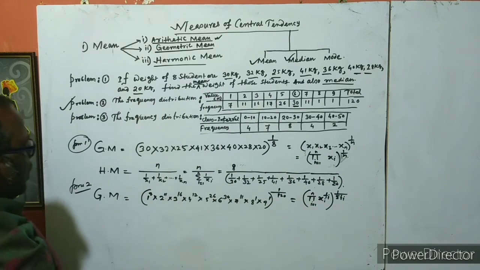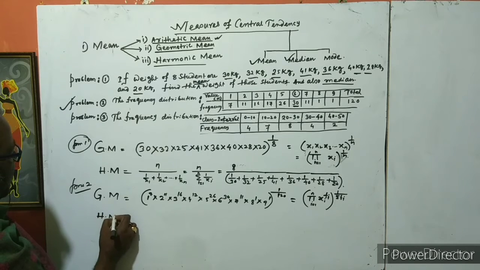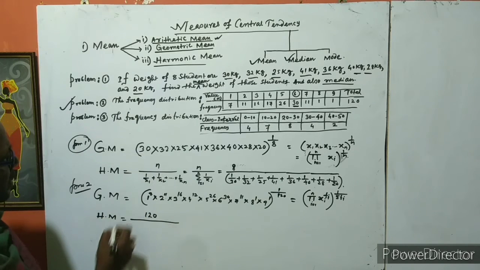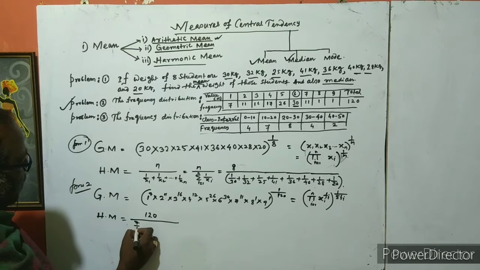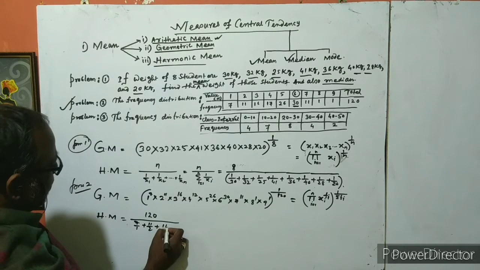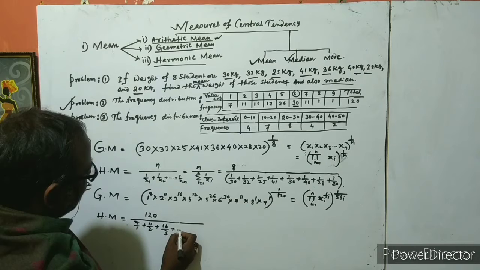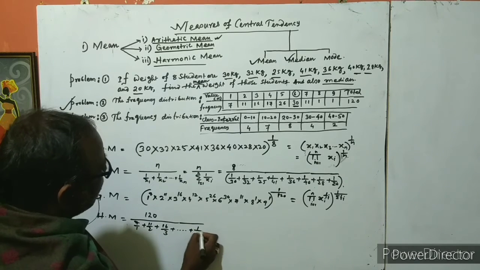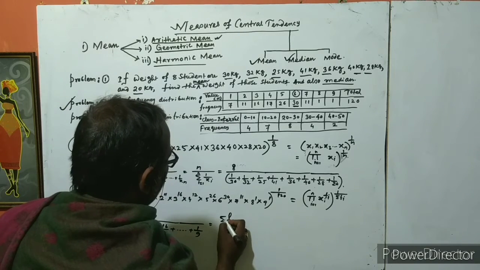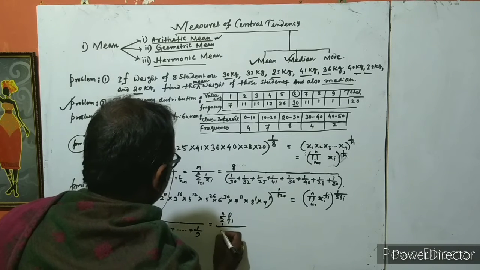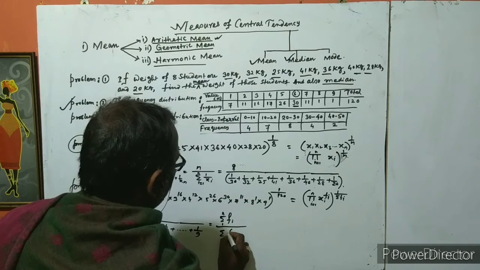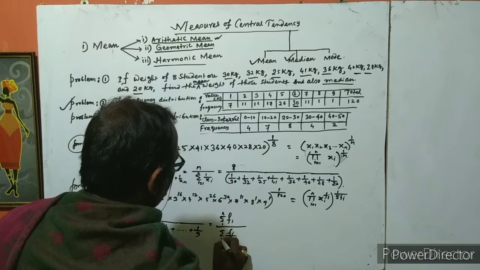And also for HM, it is equal to the sum of frequencies, 1 by 120, times f1 by x1: 7 by 1, then 11 by 2, then 16 by 3, and so on, up to 1 by 9 here. Actually the formula is the sum of frequencies, i equal to 1 to n, summation of fi by xi.